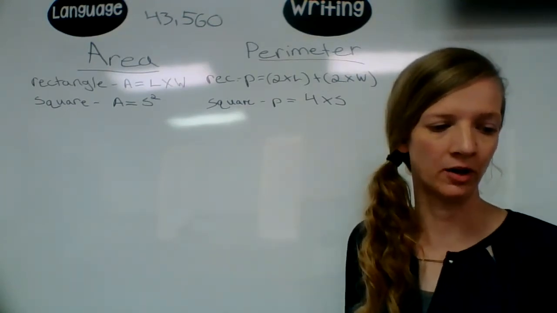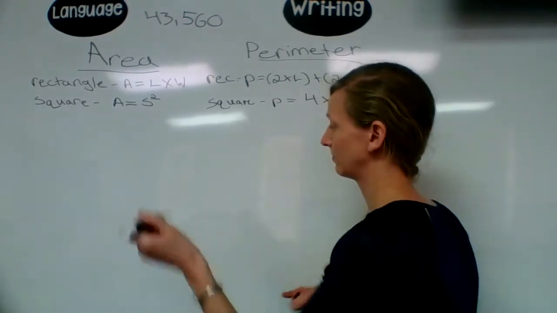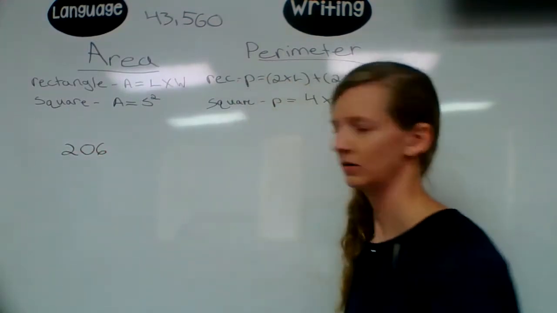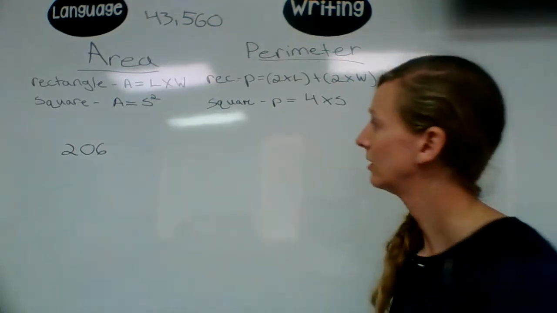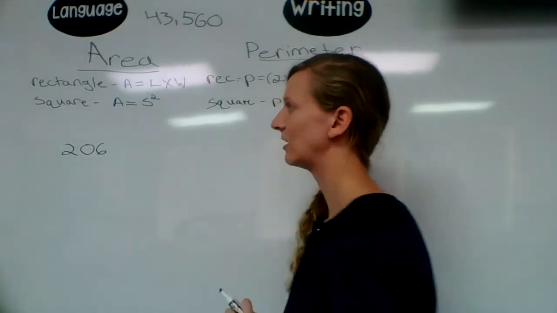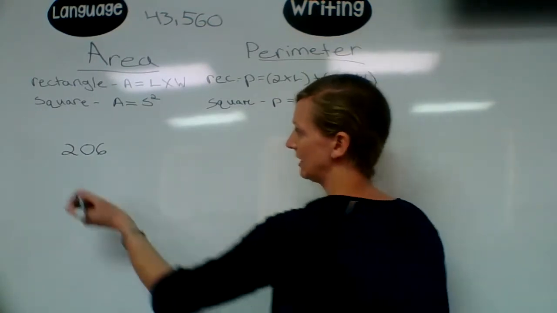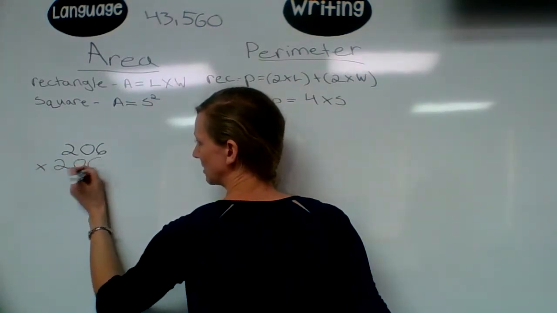If it's a square, okay, the first one is a square. It's 206 feet each side. How are we going to find the area of a square? Our formula is side squared. So if the side is 206 feet squared, so that means times itself. So it's 206 times itself, so times 206.